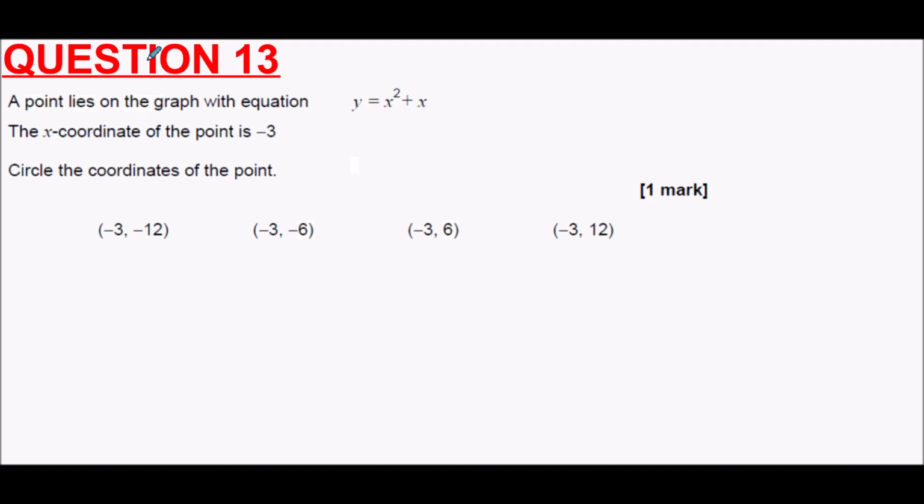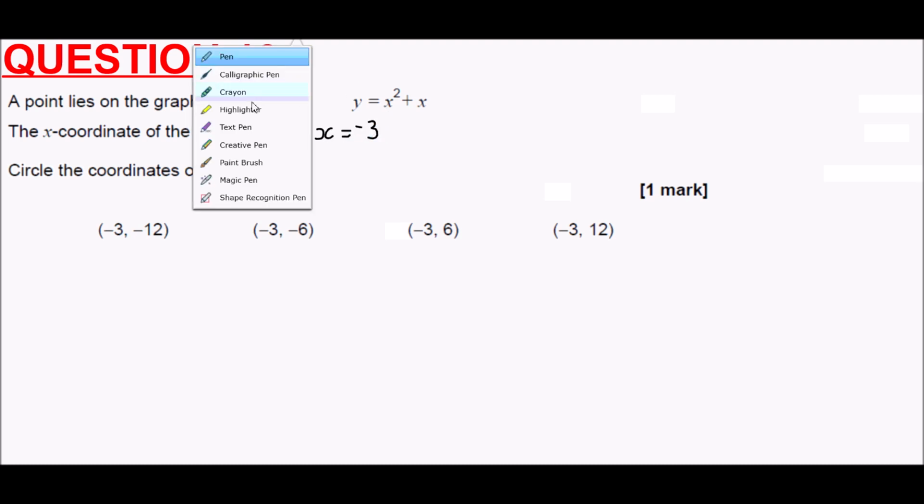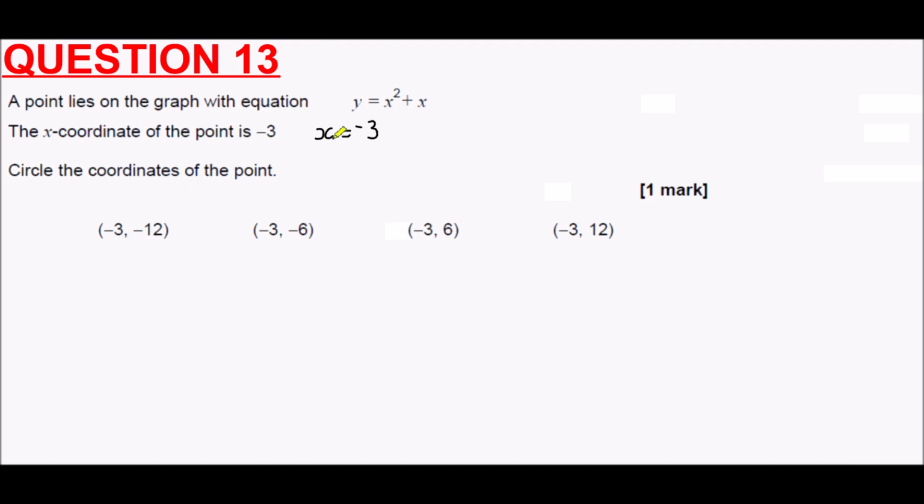Question 13. We've got a point on a graph and the equation of this graph is y equals x squared plus x. We're told that the x coordinate of a point is -3. And so we now need to work out the coordinates of a point. So we're told that x is -3. So the one we need to circle needs to have x as -3. So it's going to be one of these, which helps not at all really, because we all start with -3. That's where the -3 comes from.